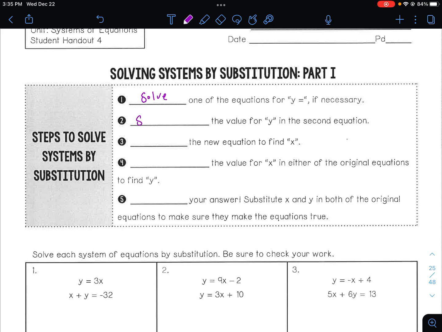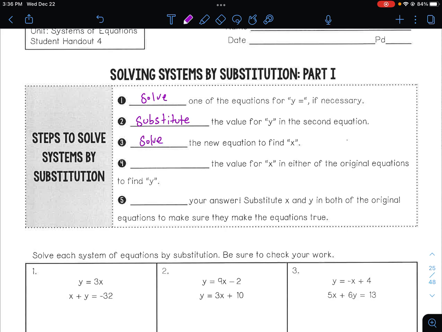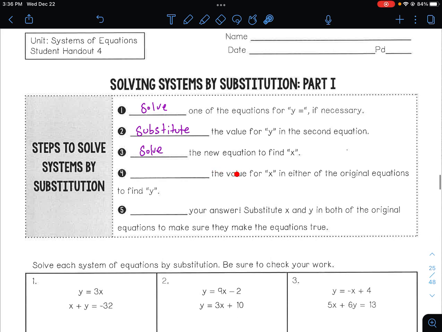You want to substitute, because when you have a system of equations, you will have at least two equations to work with. You actually need two equations in order to solve for your two variables. Step three: solve the new equation to find x, and I'll explain what that means. Step four: substitute the value for x in either of the original equations to find y. In either of the original equations, you want to plug in or substitute.